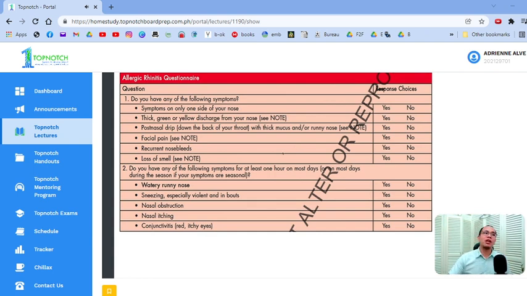Of course, it doesn't mean na pag may loss of smell, hindi na siya allergic rhinitis, diba? It doesn't mean na pag may post-nasal drip, hindi na siya allergic rhinitis. It's simply telling you na these are not common. As compared to this group of symptoms down here, watery nose, sneezing, especially violent and in bouts. Typical yan sa mga allergic rhinitis, pag bumahin yan, tuloy-tuloy, diba? Nasal obstruction, itching, and conjunctivitis. These symptoms are very common in allergic rhinitis, okay?